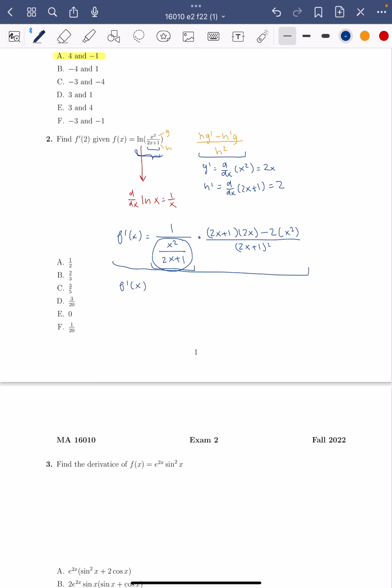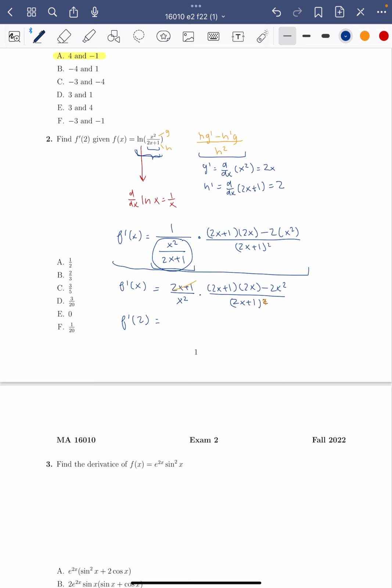F prime of x equals 2x plus 1 over x squared times 2x plus 1 times 2x minus 2x squared over 2x plus 1 squared. We can see that in the numerator of the left term and the denominator of the right term there's a 2x plus 1. So let's go ahead and cancel the top one and lower the power of the denominator. Now we can go ahead and plug in the point of 2 in here to solve for our answer. So let's solve for f prime of 2.